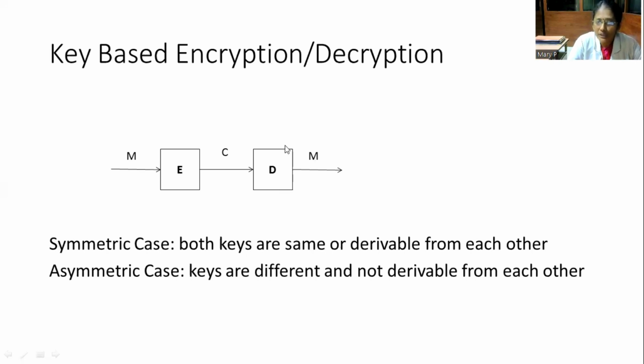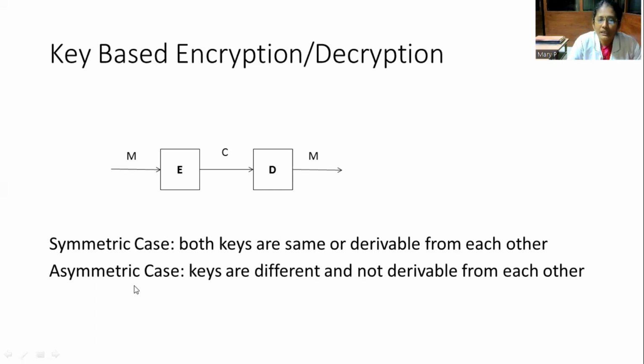Similarly, using some keys, we convert that ciphertext into the original message. Okay, so there are two cases. One is the symmetric case and the other one is the asymmetric case. In the symmetric case, both the encryption as well as the decryption algorithm use the same key. That is, a single key is used for both encryption and decryption, or the keys are derived from each other.